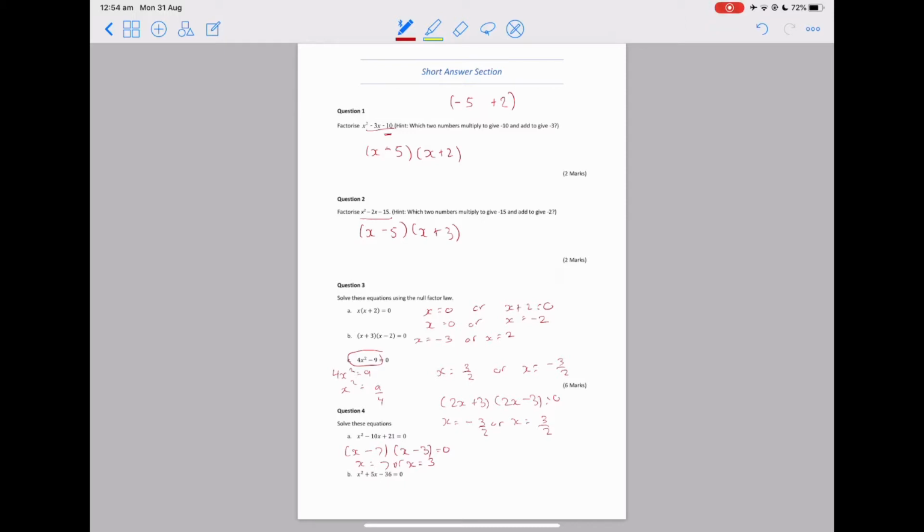After that, for part B, do the same thing. So find two numbers that give you -36 but add up to give you 5. In this case, it's going to be (x + 9)(x - 4) equal to 0. Hence, x is going to equal -9, or alternatively, x is equal to +4. Let's move on to part C.